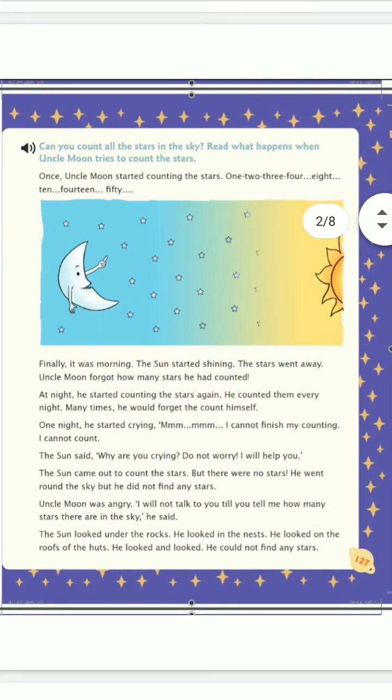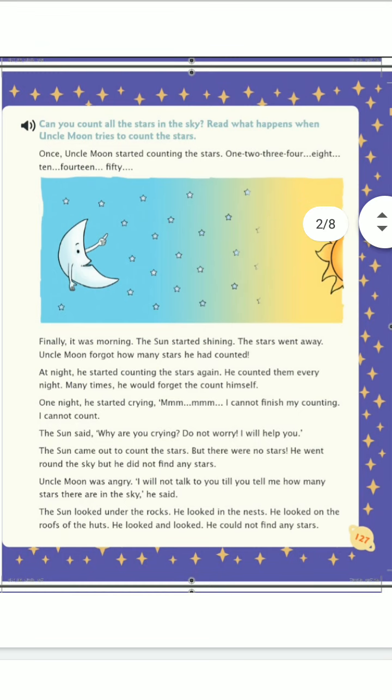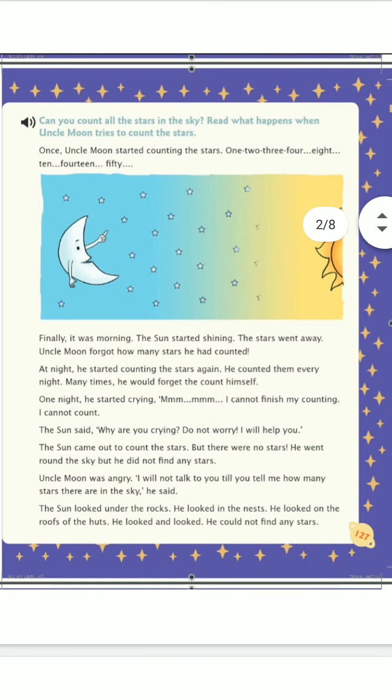Once Uncle Moon started counting the stars: 1, 2, 3, 4, 8, 10, 14, 50. As we all know, there are so many stars in the sky and we are not able to count them, right? Similarly, like the children, Moon was also trying to count the stars in the sky. He wanted to know how many stars there are in the sky. So, he started counting all the stars in the sky.